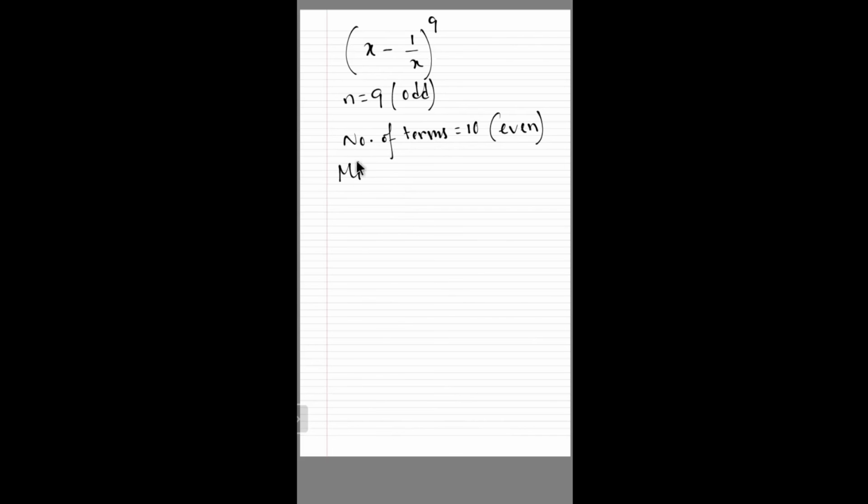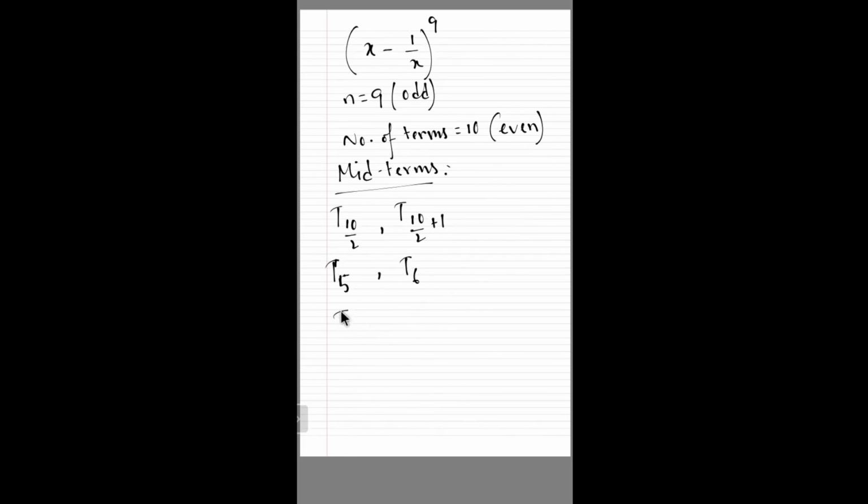We can say that the middle terms are, the first one is T_{10/2}, and the other one will be T_{10/2 + 1}. So T_{10/2} can be written as T5, and this one can be written as T6. So obviously the middle terms are always consecutive terms in case of an even number of terms in the expression. So you can see here the middle terms are T5 and T6. These are two consecutive terms.